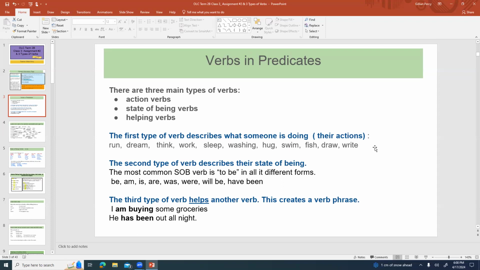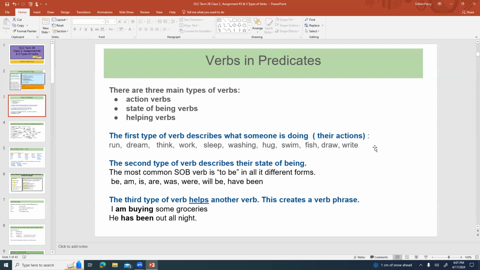The second type of verb describes their state of being. The most common state of being verb is to be in all its different forms: be, am, is, are, was, were, will be, have been. It's one of those strange verbs where most verbs sound mostly the same and hang on to their base, but the verb be does not, for some reason. So it can be hard to recognize.